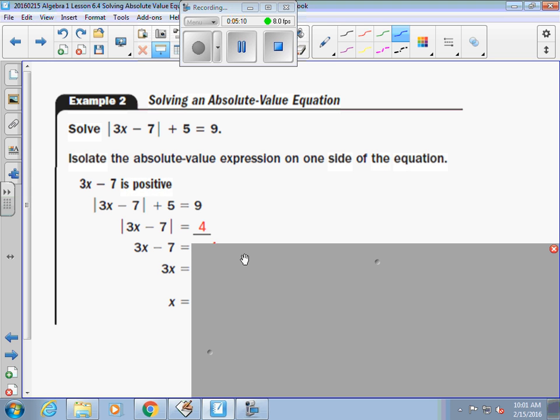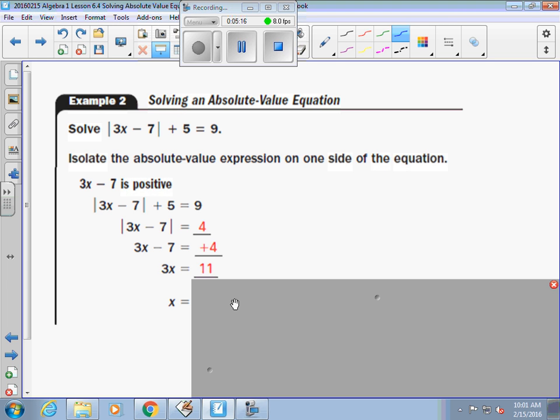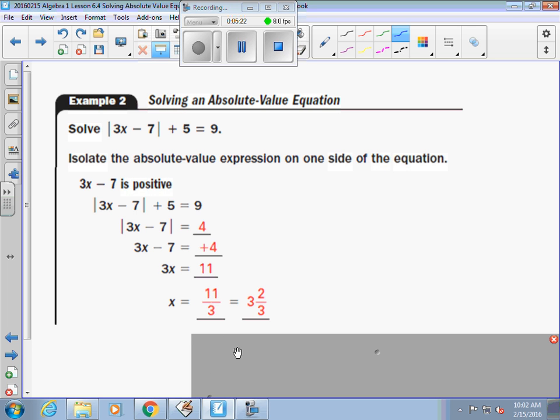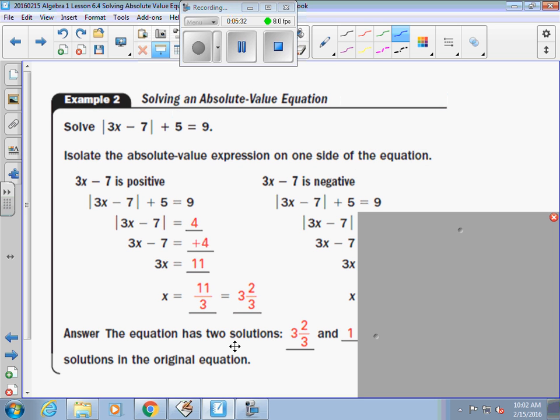So for the first one, 3x minus 7 equals positive 4. Undo minus 7 by adding 7 to both sides. 3x equals 11. Then undo 3 times x by dividing by 3 on both sides. x is equal to 11 over 3, which again is the same thing as a mixed number, 3 and 2/3. You can also set it up as the negative value.